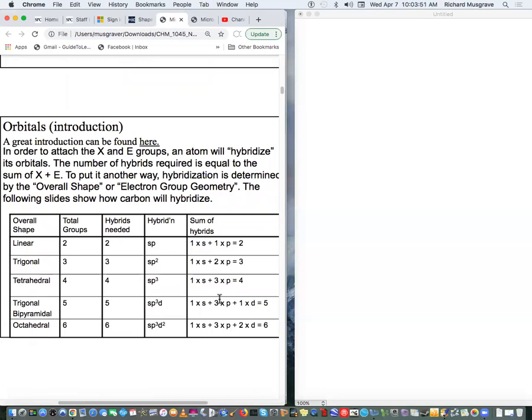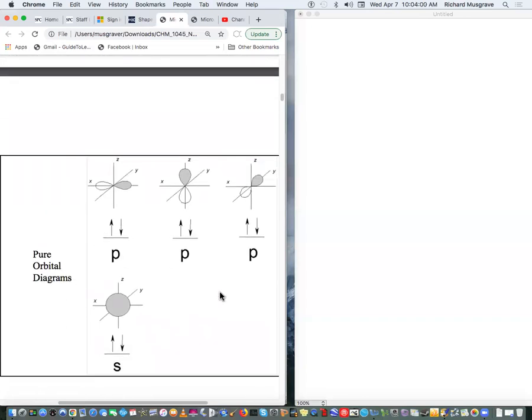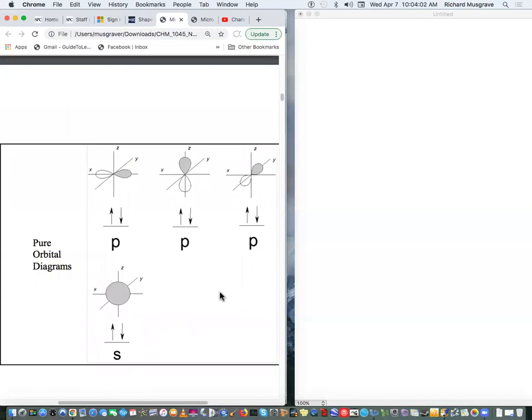Orbitals. Now, orbitals aren't too bad. We talk about orbitals in the context of S and P. So we'll just look at S and P's first. If you remember what S and P orbitals look like, they look like what you're seeing here. The S orbital is round or sort of spherical. The P orbitals are dumbbell shaped, one along each of the axes X, Y, and Z.